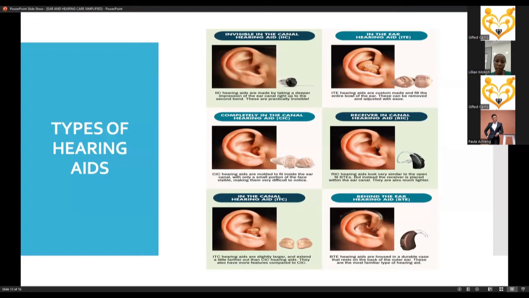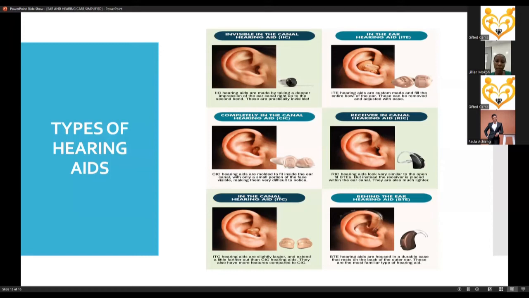And these hearing aids can be visible. The most common hearing aid is the very visible one that people put behind the ear, or they can be very, very tiny, such that people are not even able to see that you have anything in your ear. So those are the different types of hearing aids.